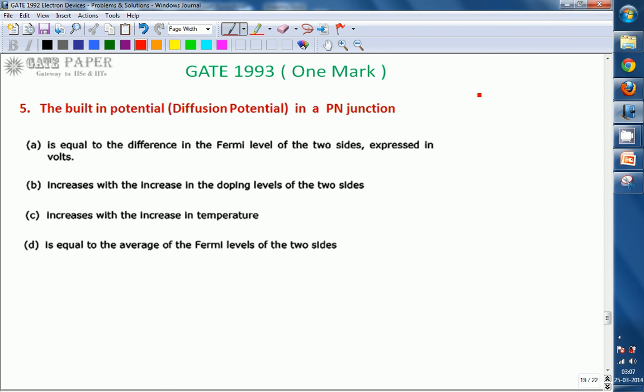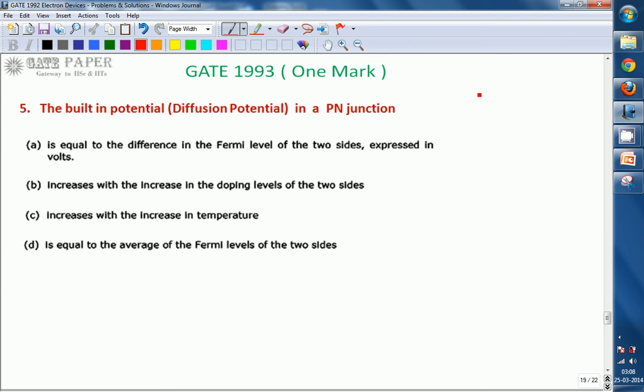Okay, we are discussing the GATE 1993 EC paper. This is a one mark question related to electronics. The built-in potential, also called the diffusion potential in a PN junction: A, is equal to the difference in Fermi level of the two sides expressed in volts.